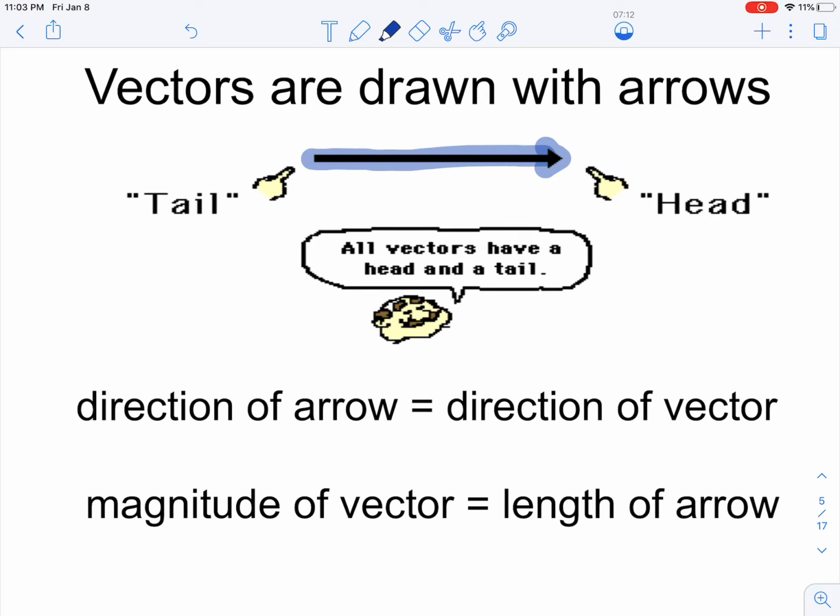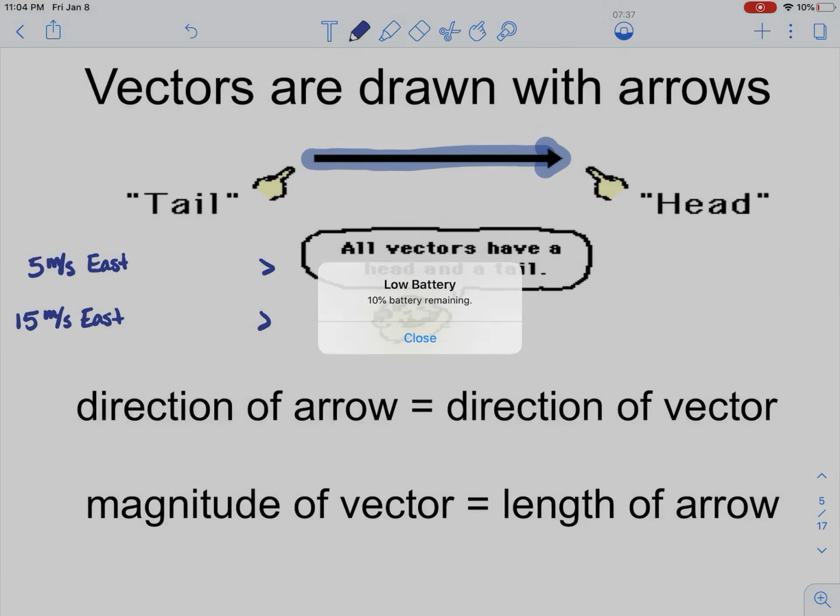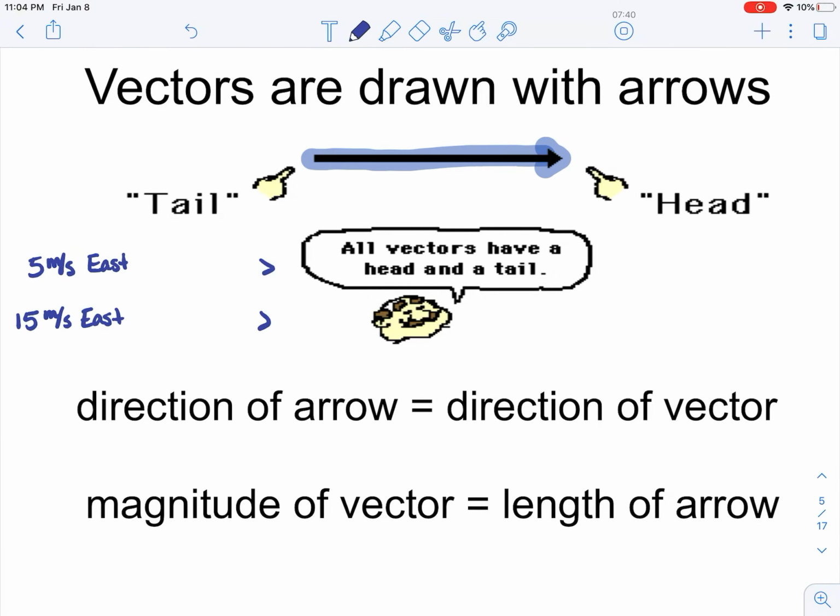So for example, let's just talk about velocity since we've already used that. If I have a velocity of 5 meters per second east, and then I have a velocity of 15 meters per second east, well, both of these are going to be pointed to the east, but they are not going to be the same length. 5 meters per second is obviously a lesser value than 15. So in general, it should be a shorter line. It has a lesser magnitude.